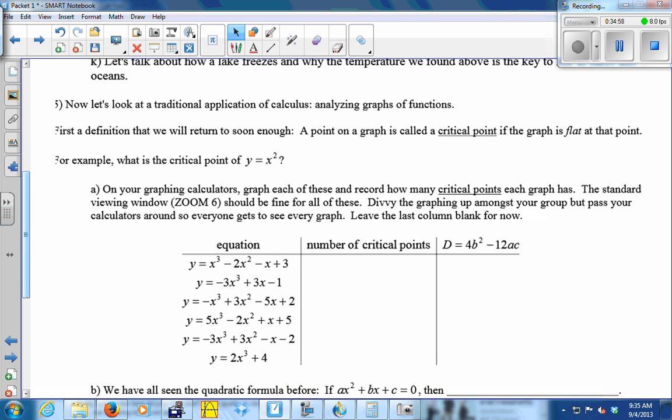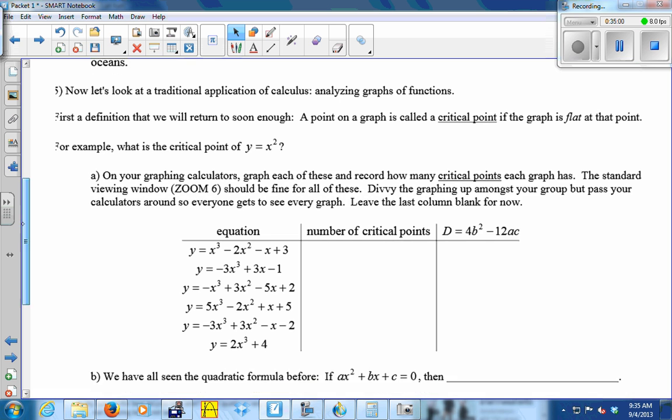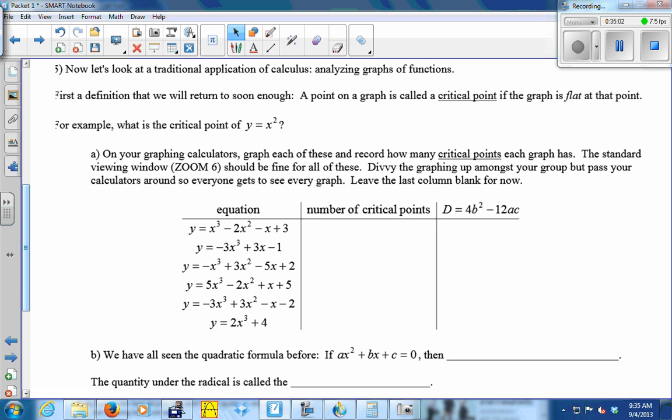Okay. All right, here's a more traditional application of calculus. We're looking at analyzing graphs of functions. In this case, the function doesn't represent any particular thing. It's just a random function. First, a definition that we're going to return to soon enough. A point on a graph is called a critical point if the graph is flat at that point.